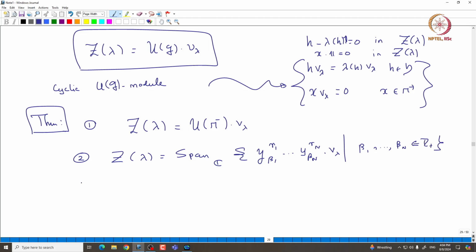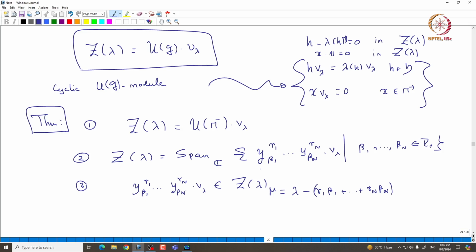So in particular, we can take these vectors y_{β1}^{R1} ... y_{βn}^{Rn} applied on v_λ. They lie inside the weight space of Z(λ) with weight μ, which is given by λ minus R1 β1 plus etc. plus Rn βn. If this is non-zero, then that corresponds to the weight λ minus R1 β1 plus etc. plus Rn βn.